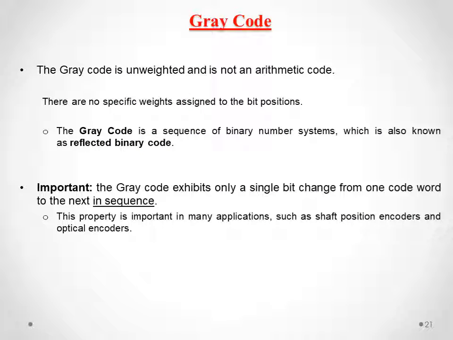Gray code is an unweighted code and it is not an arithmetic code. That means we do not use it for addition and subtraction. Gray code is a sequence of the binary number system, also known as reflected binary code. The main important property of gray code is that it exhibits only a single bit change from one code word to the next in the sequence. This property is important in many applications such as shaft position encoders and optical encoders.